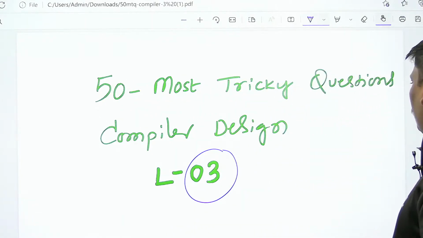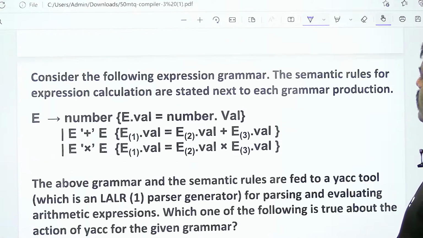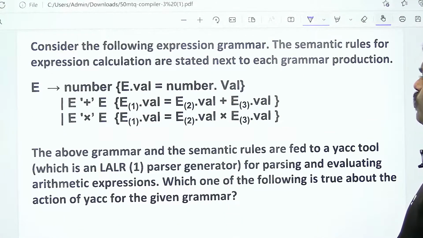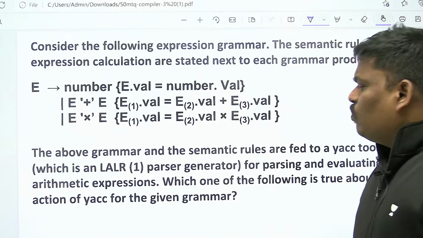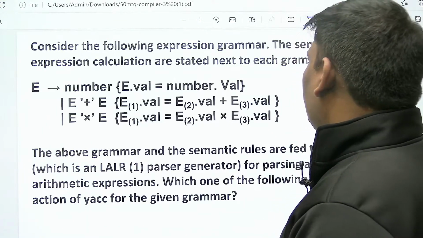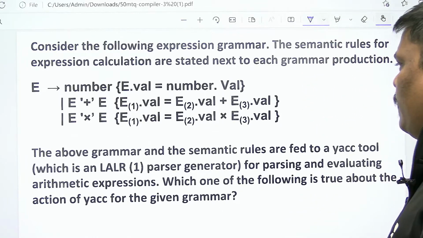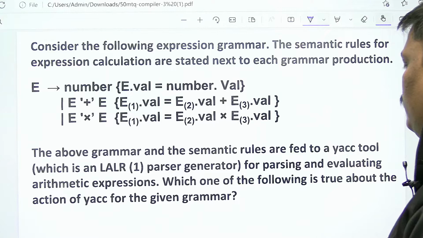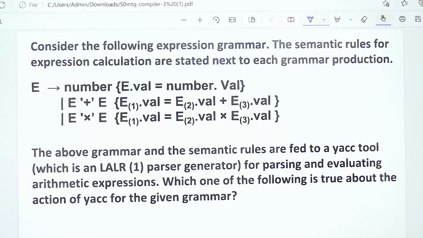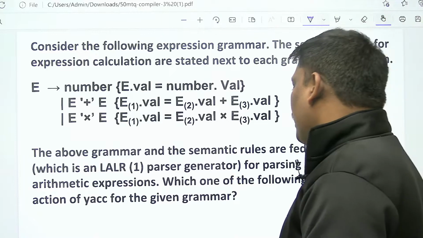So see the first problem of today's class. Read it. Consider the following expression grammar. The semantic rules for expression calculations are stated next to each grammar production. Some grammar is given with the semantic actions. The above grammar and the semantic rules are fed to a YACC tool, which is an LALR(1) parser generator for parsing and evaluating arithmetic expressions. Which one of the following is true about the action of YACC for the given grammar?